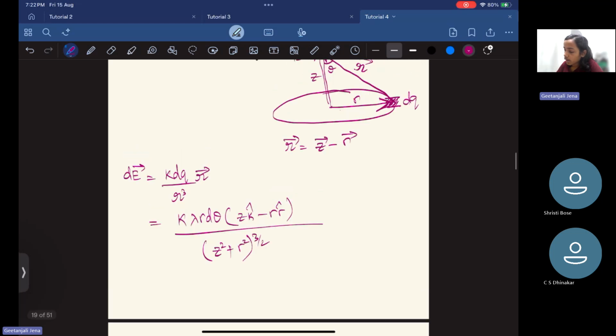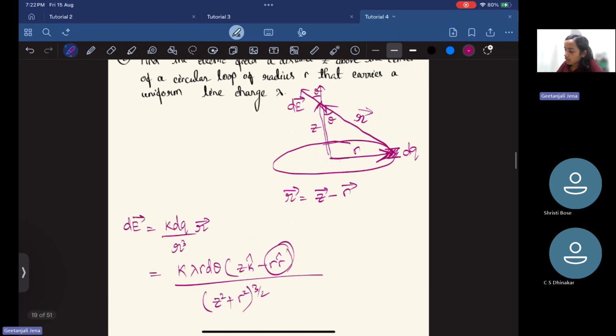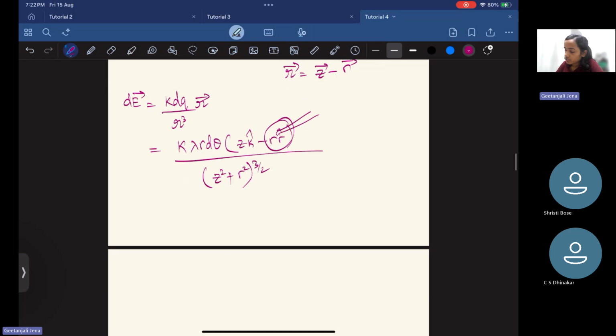And you can see here the r cap component. This component has symmetry because for any element here you have an opposite element here. This will cancel the r cap component, so that is why this integration will give a zero value. So dE net will be k dq z by z square plus R square to the power 3 by 2 k cap.